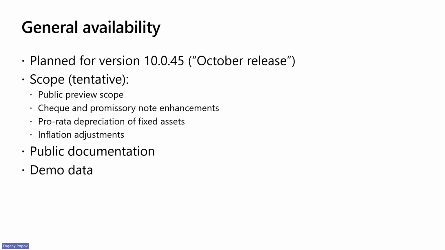All right, a few words about the general availability of the localization for Turkey. Currently, we plan it for version 10.0.45, so basically the next version, which is also known as the October 2025 release. It should be available for manual pull in September and for automatic update in October. So with this version, you will already be able to go live. The scope of the generally available version will include all that we have in the public preview, of course, and we also hope to be able to add check and promissory notes enhancements, fixed assets enhancement, and inflation adjustments to this generally available version. We will also, of course, extend our public documentation to cover all released capabilities.